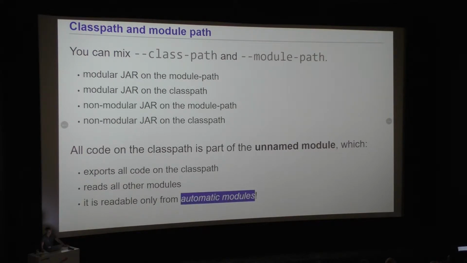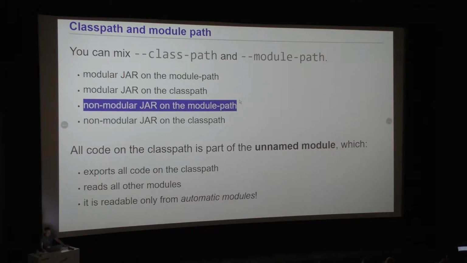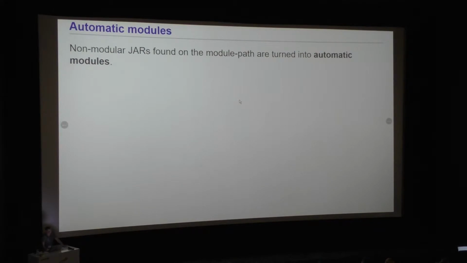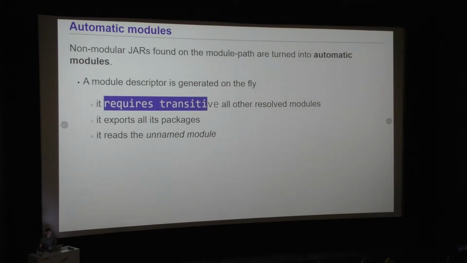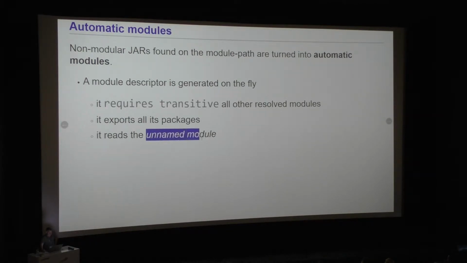And what are these automatic modules? They have to do with this combination, having a non-modular artifact on the module path. When we put a non-modular artifact on the module path, it is turned into an automatic module, for which a module descriptor is generated on the fly. And this module descriptor requires transitive all other resolved modules. It exports all its packages, and it can read the unnamed module. So in a way, the automatic modules are a kind of bridge between the modular and the non-modular world, because they are the only modules capable of reading code from the class path, from the unnamed module.